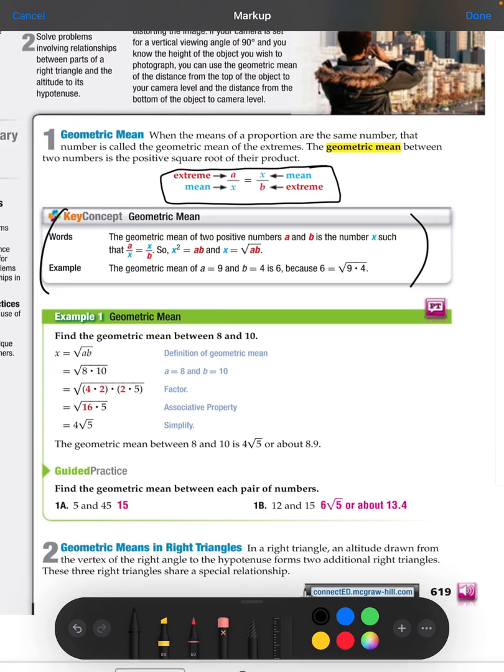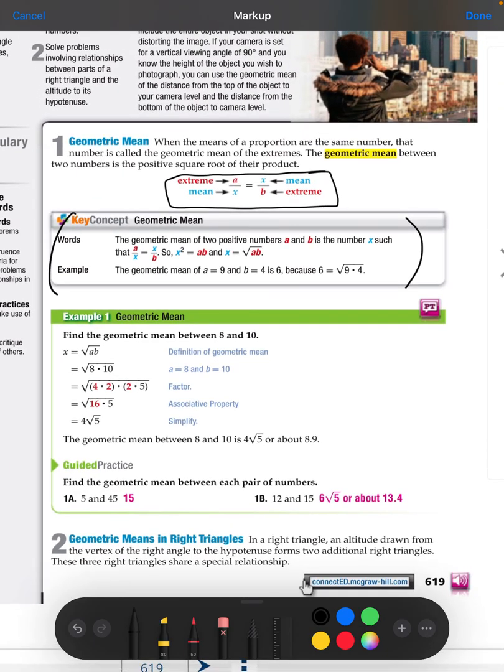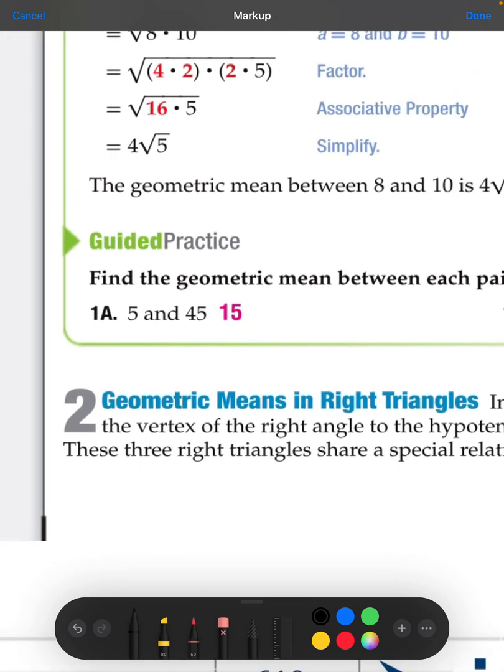The geometric mean between those two numbers is the positive square root of their product. So, here's the words for it. You can kind of read that. They're going to have you find this geometric mean. And so basically, we know that the means are the same. If you look at that, the means are one pair of the diagonals in a proportion. So if I am going to find the geometric mean of 5 and 45, you would just set up 5 is to x as x is to 45, and the x's are the matchers.